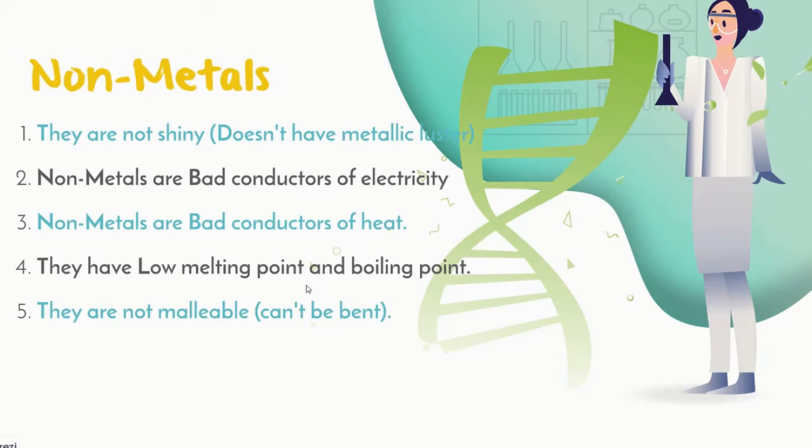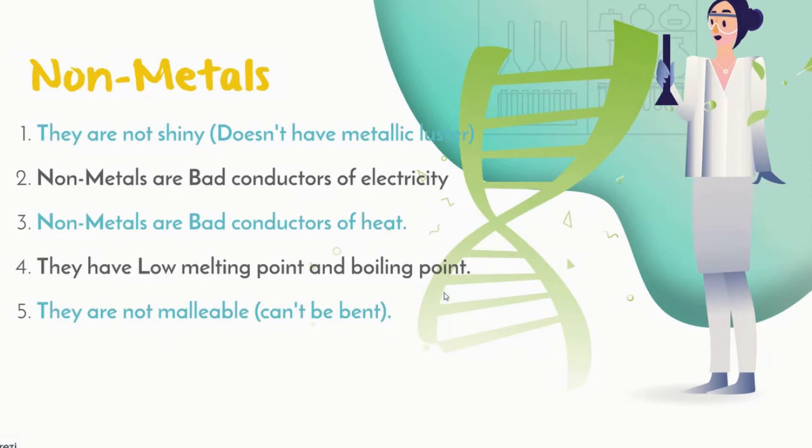They have low melting point, so we can melt them easily. For example, ice is a nonmetal. It can melt easily. They have low boiling point. And they are not malleable. They can't be bent. When you try to bend wood or carbon, it will break. So they're not flexible, so they're not malleable.